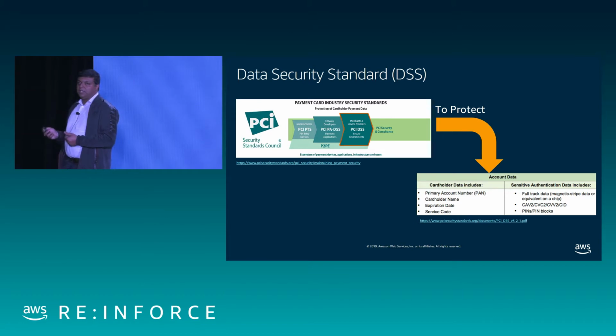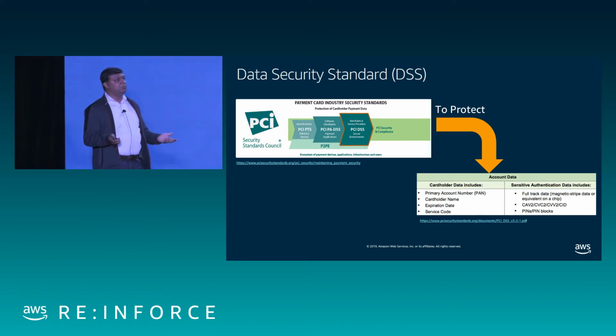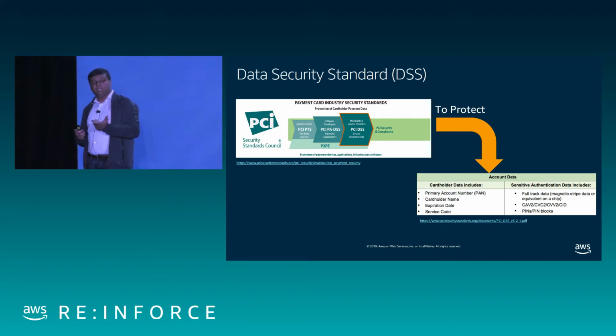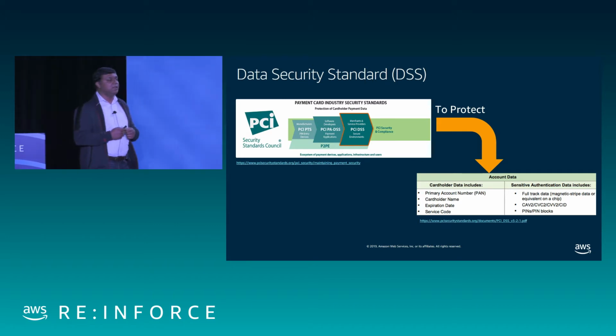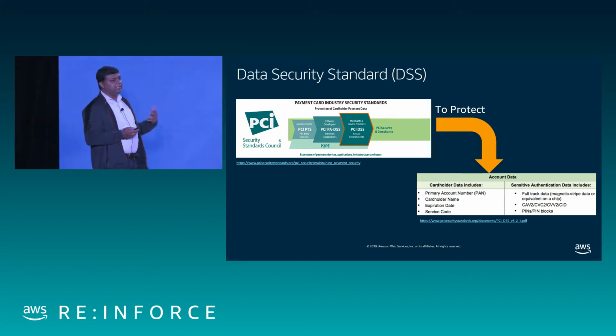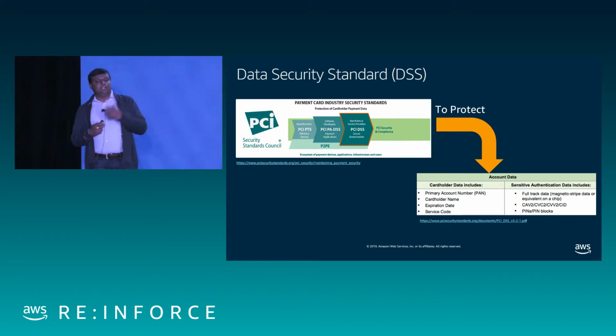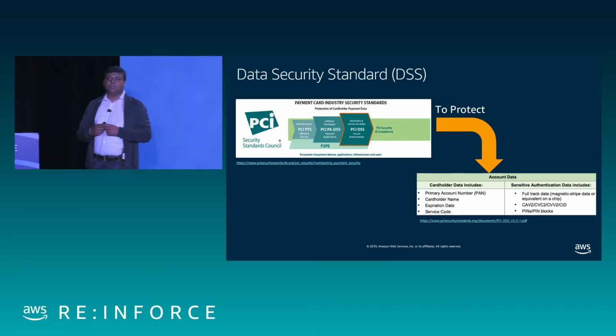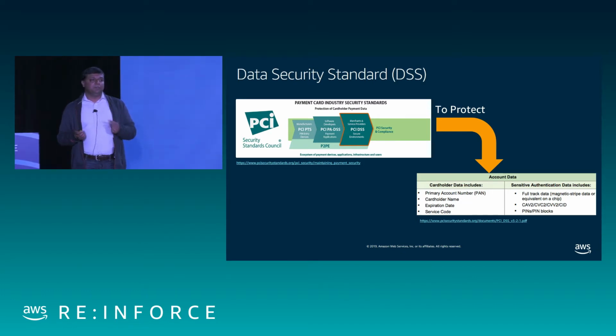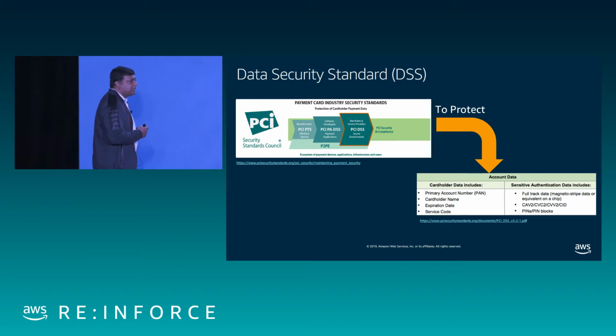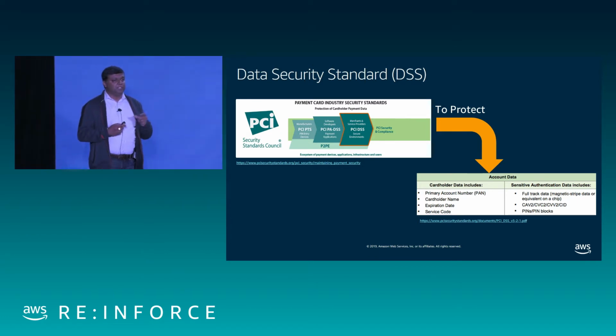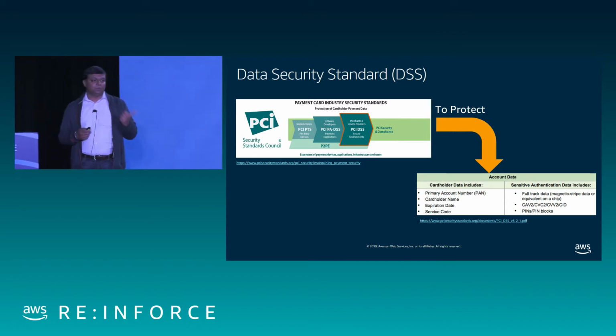So when we say account data, what do we mean? Account data consists of two major portions. One is what we call the cardholder data, or the CHD. This is the 16-digit credit card number that you see in front of your card or sometimes at the back of your card. It also has some ancillary data like the name and the service code on it. The second part is the sensitive authentication data, which is the magnetic stripe that you see at the back of your credit card, or the 3-digit or 4-digit CVV that is associated with it. So all the standards have one aim: to protect the account data.